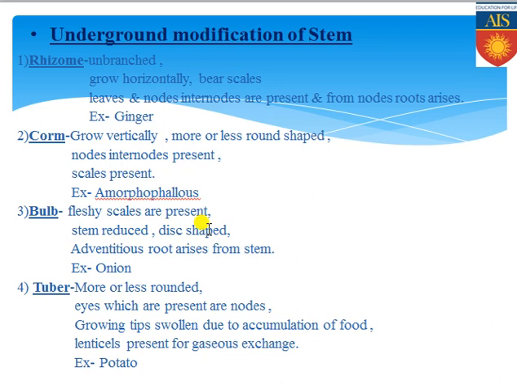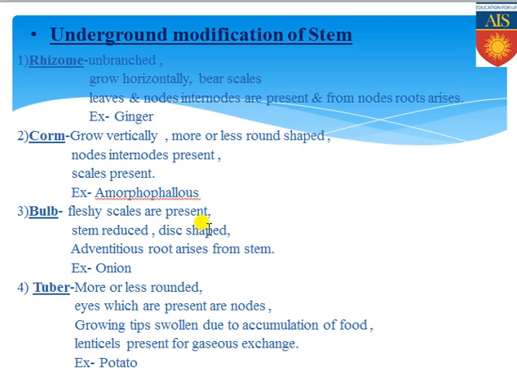Now the next and last underground modified version of the stem is the tuber. That is also very familiar to us because this is more or less round in shape. Eyes are present, and those specific eyes are called the nodes. Keep it in your mind, the growing tips of this specific underground stem are swollen due to the accumulation of food, and also several lenticels are present on the surface of this underground stem for gaseous exchange. An example you all know, the potato is an example of this kind of underground stem.